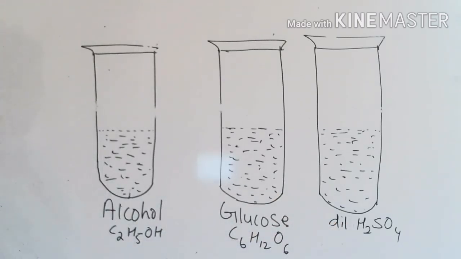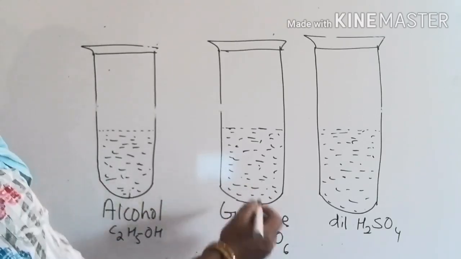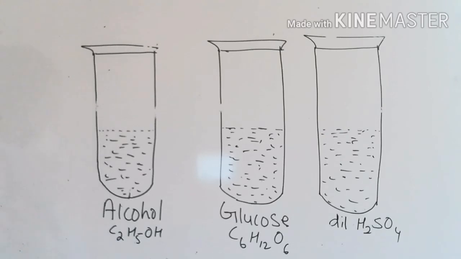In order to show this, all hydrogen containing compounds are not acid, let us perform the following activities. You take 3 test tubes containing alcohol solution, glucose solution and dilute sulfuric acid solution. Children, you can see here alcohol C2H5OH has hydrogen atoms in its molecular formula. Likewise, glucose has 12 atoms of hydrogen. Even though both the compounds have hydrogen atoms in their molecular formula, they are not behaving as acids.